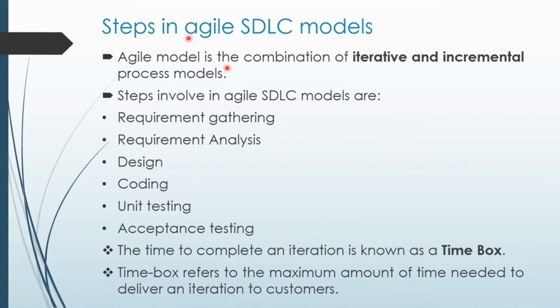So, stages in the agile SDLC model. The agile model is a combination of the iterative and incremental process models. So it is a combination of two models, iterative and incremental. The upcoming models and requirements will be based on this iterative and incremental approach. Combining these two things, all the models will come in the next slides.